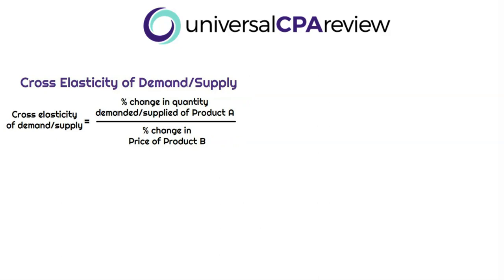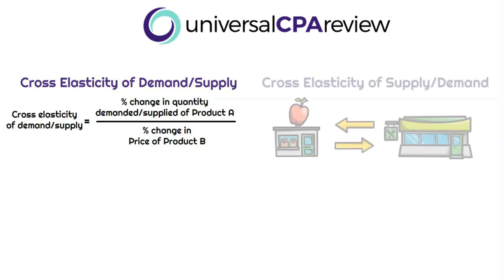So basically what we're doing, we're trying to assess whether a change in price of one product ultimately impacts the percent change in quantity demanded or supplied of a different product. And so what this formula can help us do, it can help us determine if the goods are substitute goods or if they're complementary goods or if there's just no relationship at all.